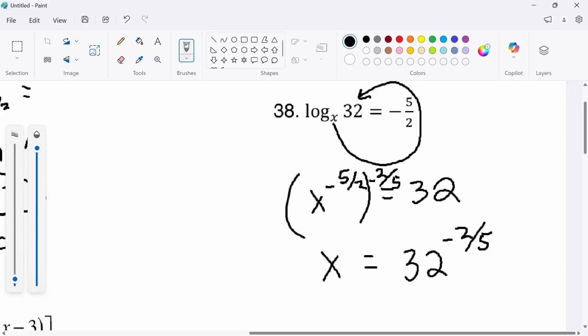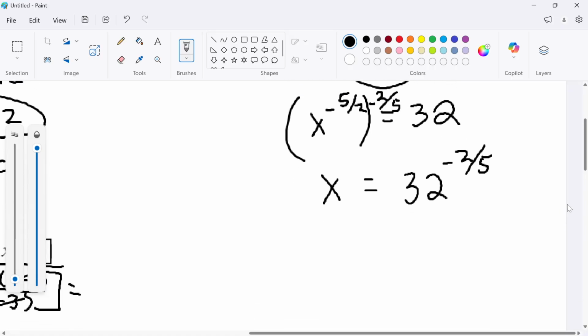-2/5. So the negative I'll take care of at the end by flipping the fraction. When you have a number to a negative power, if it's in the numerator, put it in the denominator. If it's in the denominator, put it in the numerator. It's kind of a tongue twister.